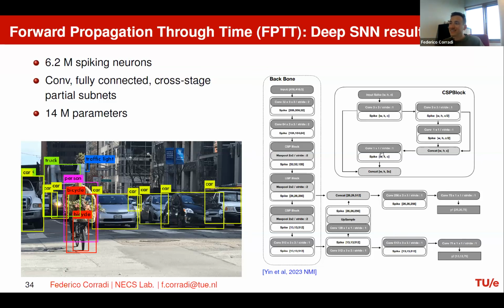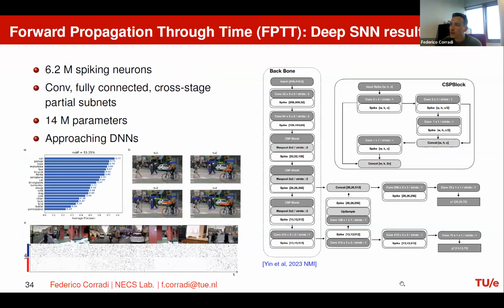This is trained end to end with FPTT using 6.2 million spiky neurons and 14 million parameters in total. So it's a very large network. That was not possible, it wasn't fitting the GPU before with BPTT, right? So it was difficult. Now it's possible, and this is very nice. And this actually got published in Nature Machine Intelligence from Bojan's thesis. It came out, I think, a few, I don't know.